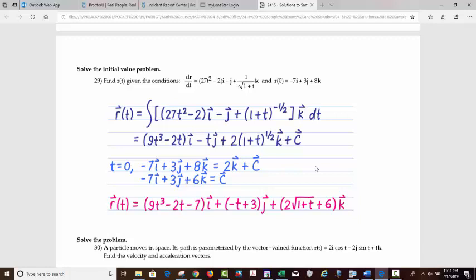We're going to solve for that vector c because we know this information right up here. But first things first, we have to do the integral. Not too difficult. For 27t cubed, you just use the basic power rule, and you'll get 9t to the fourth. The antiderivative of negative 2 will be negative 2t. And the antiderivative of negative 1j in the middle would be negative tj.